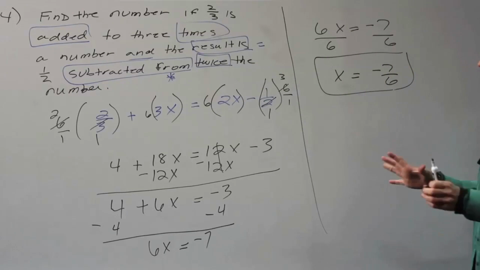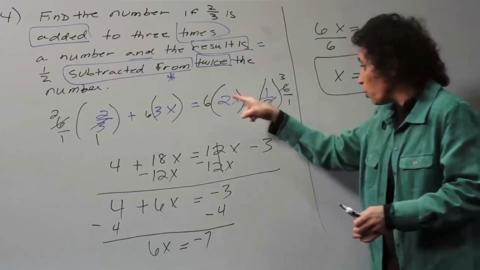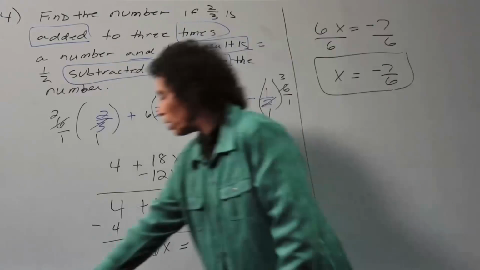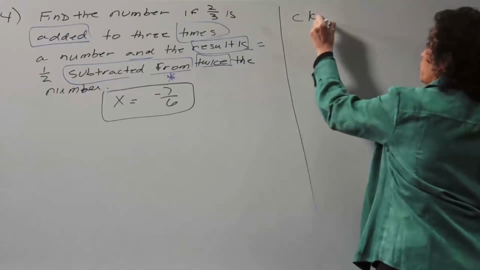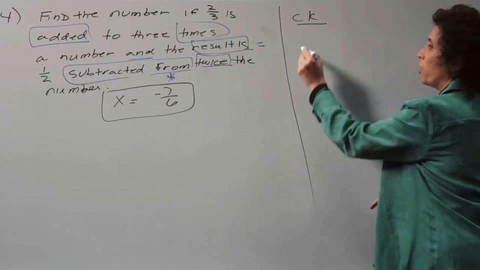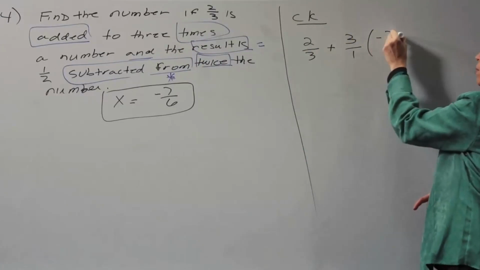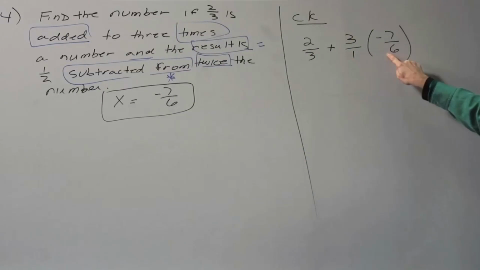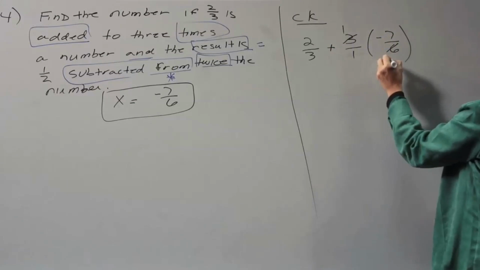Okay, to check this, remember we cannot substitute it in here because you wrote this and this may be wrong, so let's substitute it into the words of the problem. All right, remember we just got negative 7/6. Let's check it out. 2/3 is added to 3 times the number. So we're going to add 2/3 to 3 times this number. This is a fraction, so I wrote this as a fraction. Let's see what we got here. Let's hope for the best, huh?